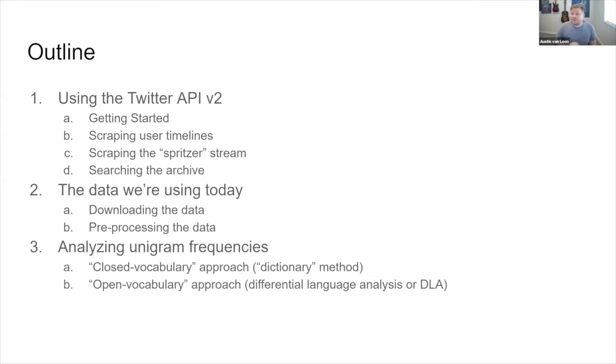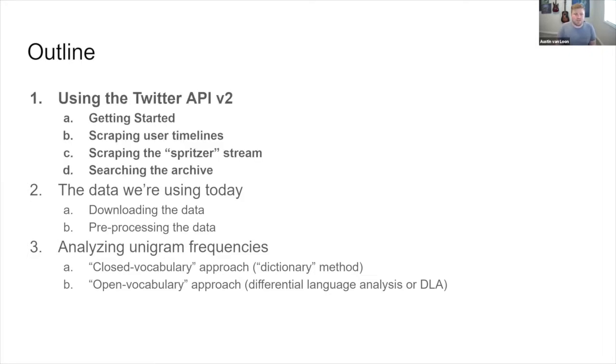Then lastly, and I hope this is where we can spend the bulk of our time, we're going to talk about 2 different ways to analyze differences in word frequency by metadata of text. Specifically, we're going to talk about what's been called the closed vocabulary approach or the dictionary method, and then a more recently introduced open vocabulary approach or differential language analysis, shortened to DLA. Right, so I'll go ahead and jump in and I'll check in with questions after each of these sections.